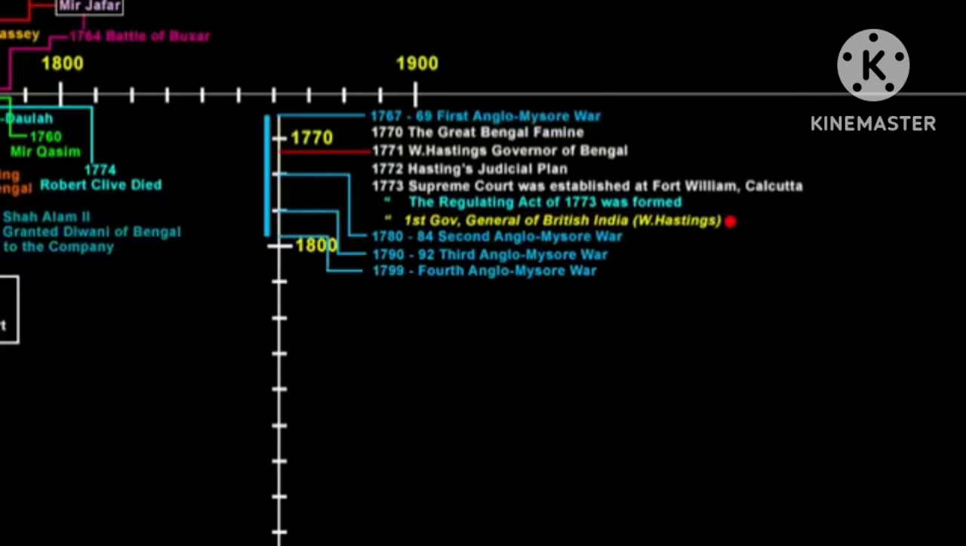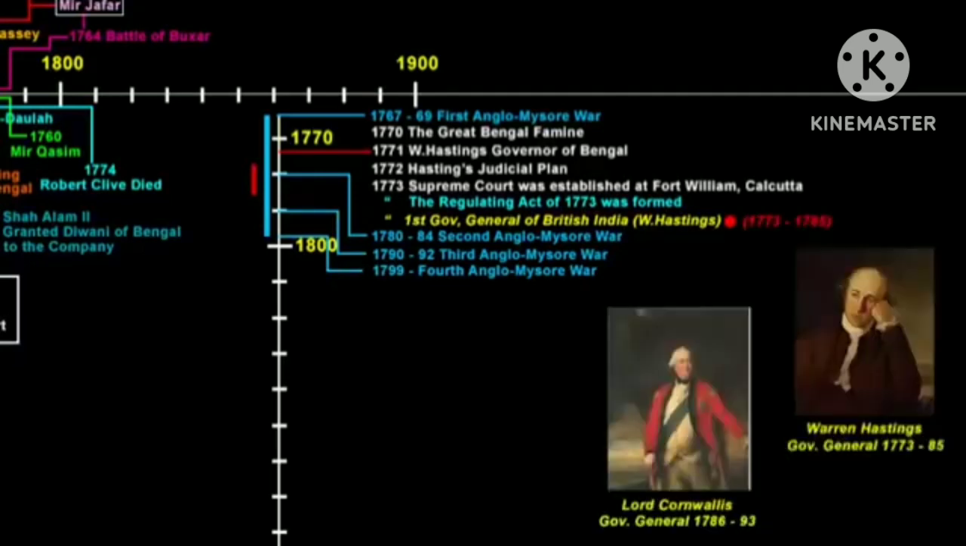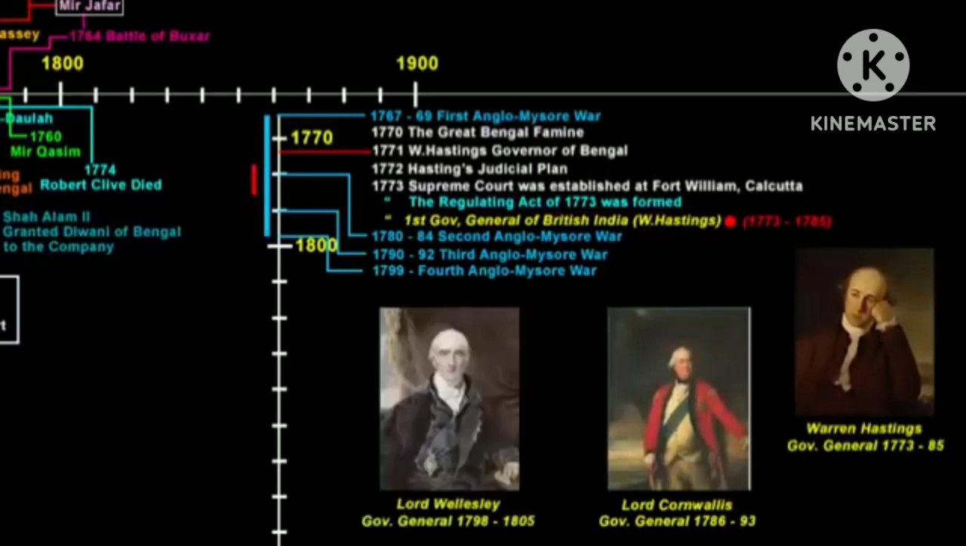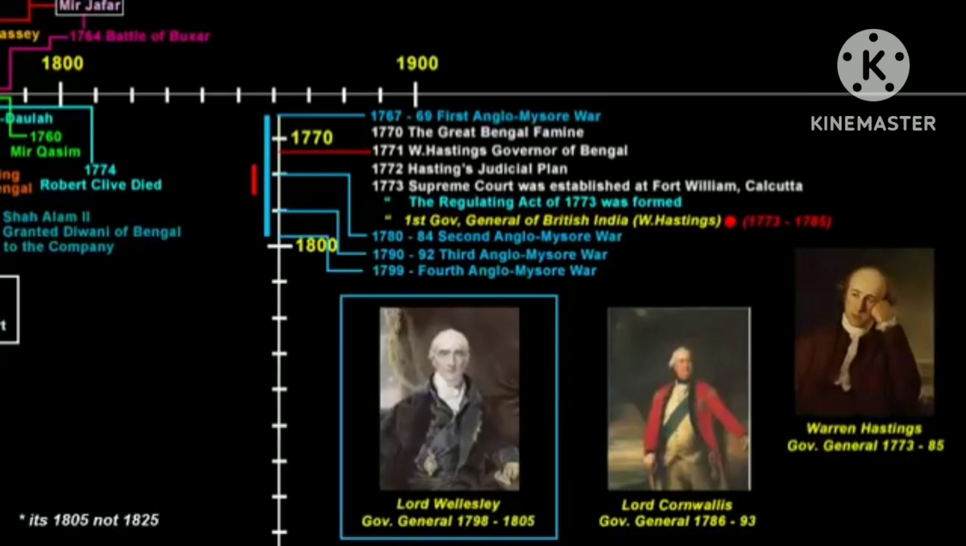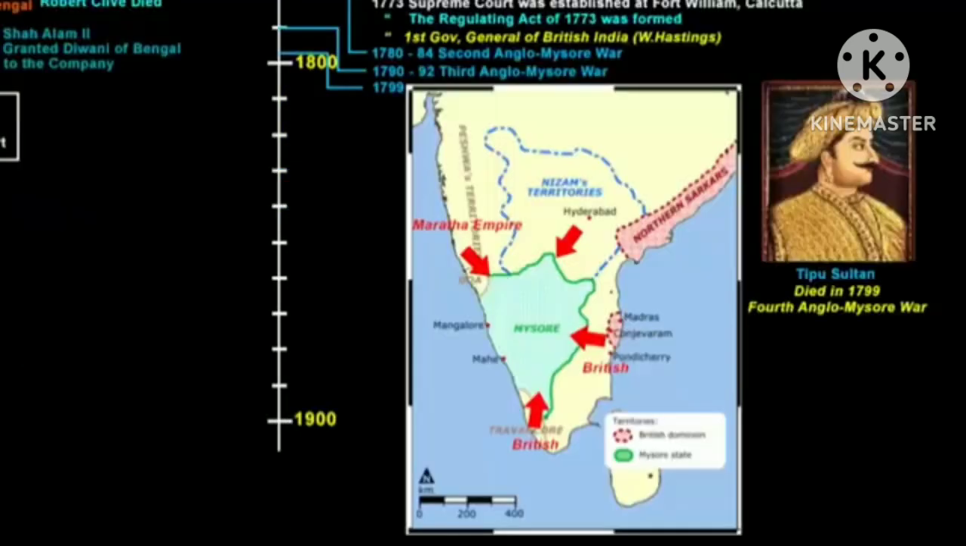Warren Hastings was the Governor General from 1773 to 1785. After him, Lord Cornwallis became the Governor General from 1786 to 1793, and his successor was Lord Wellesley from 1798 to 1825. So it was during Lord Wellesley's tenure that Tipu Sultan was killed, and the company expanded its rule in Mysore. So just now we spoke about the company's rule in Mysore, and how they defeated Tipu Sultan with the help of Marathas and Nizam of Hyderabad.